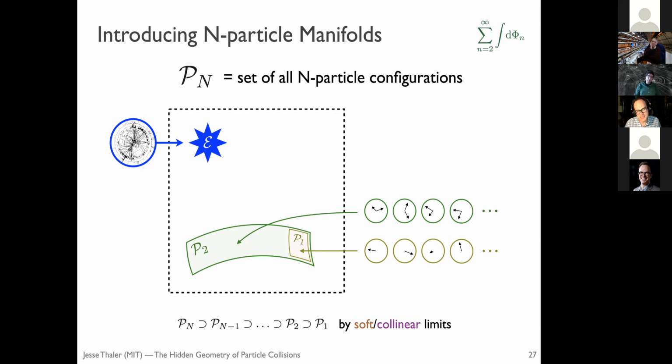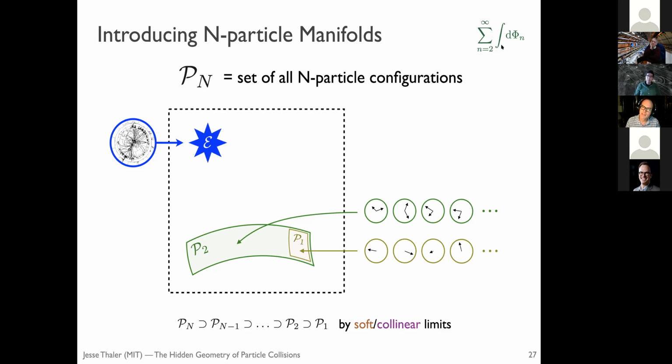I can then consider the set of two particle configurations. But notice that because I'm talking about energy flow, if I take one of these particles and have it go to 0 energy, then it no longer contributes to the energy flow. So actually, this two particle manifold is a strict superset of the one particle manifold. Similarly, if I have two particles that are exactly collinear to each other, I then also go degenerate back down to the one particle manifold.